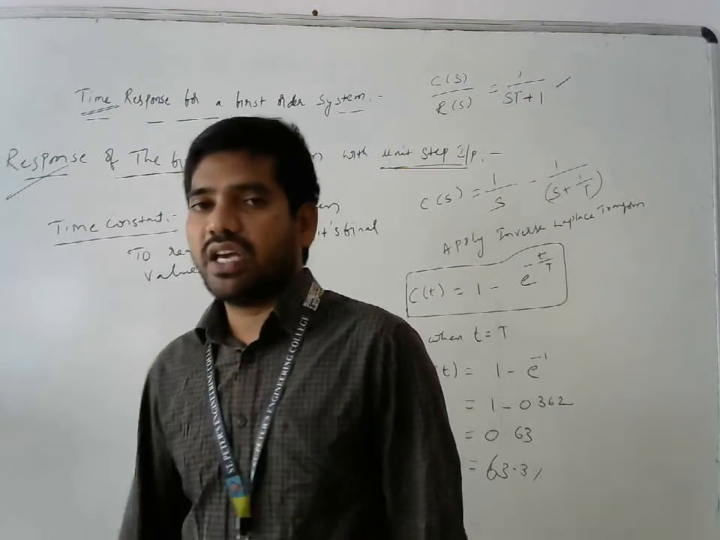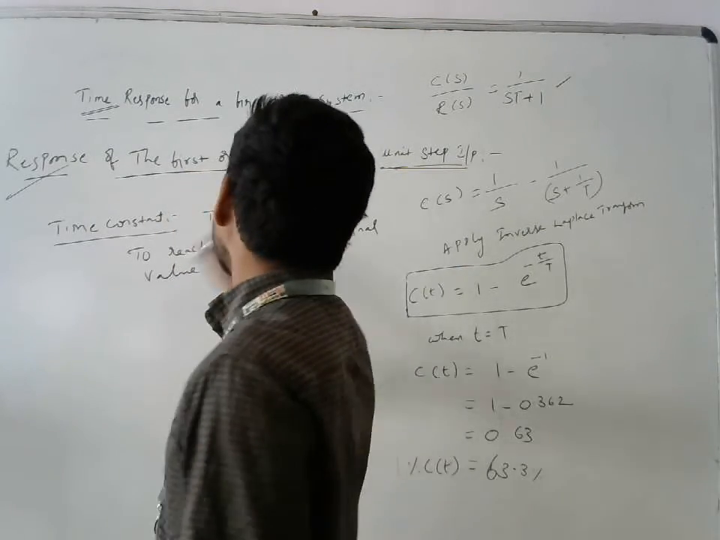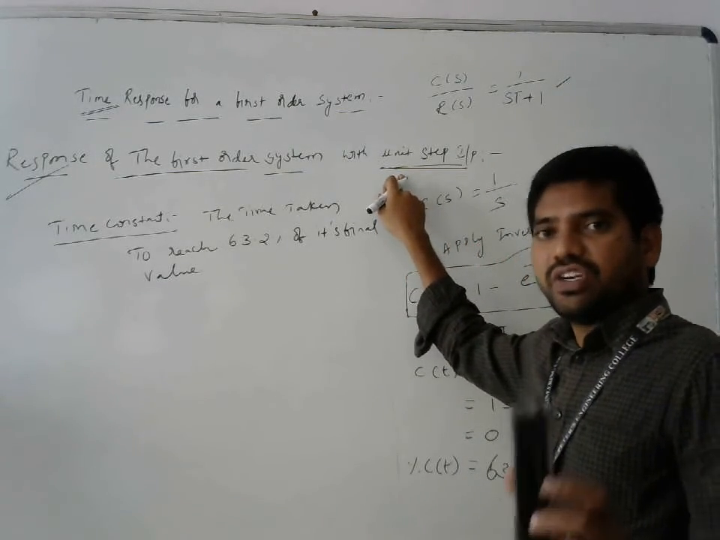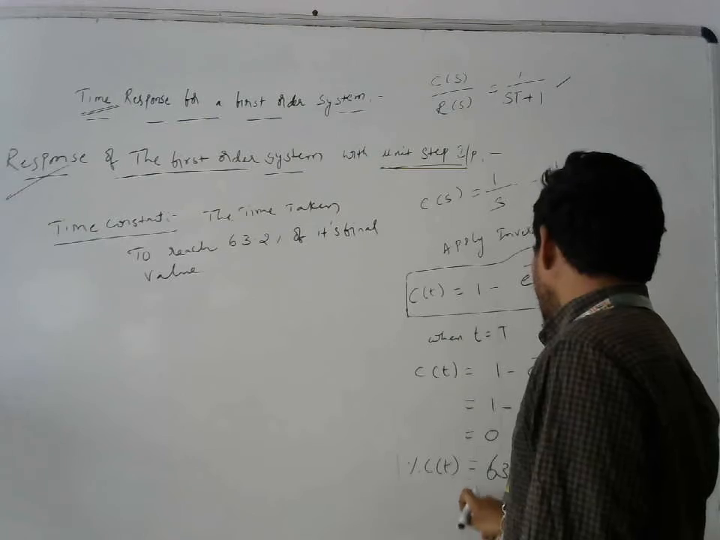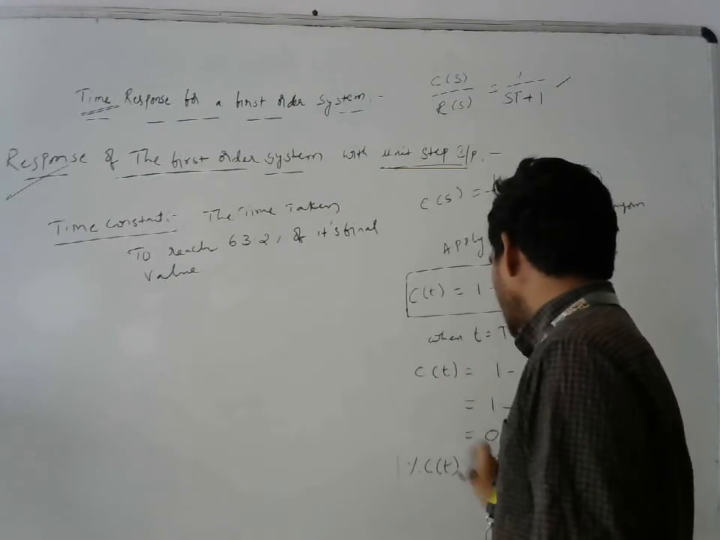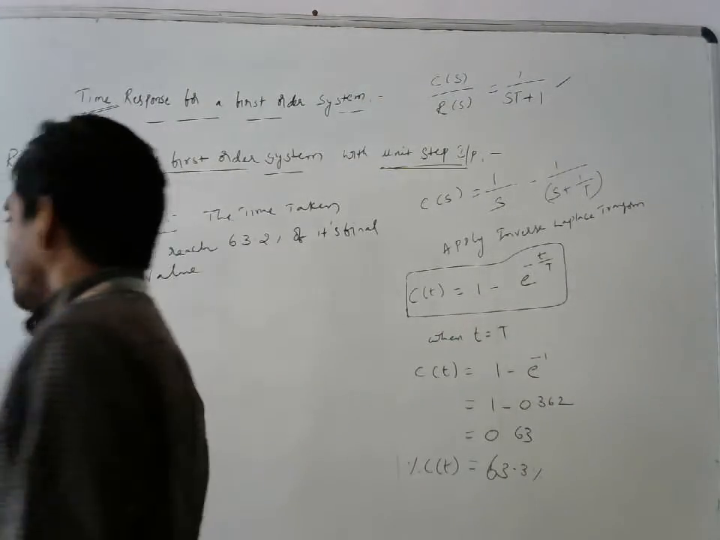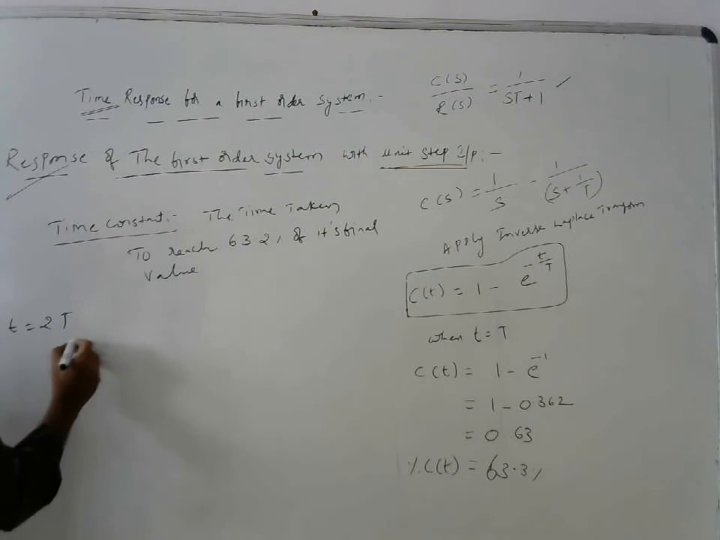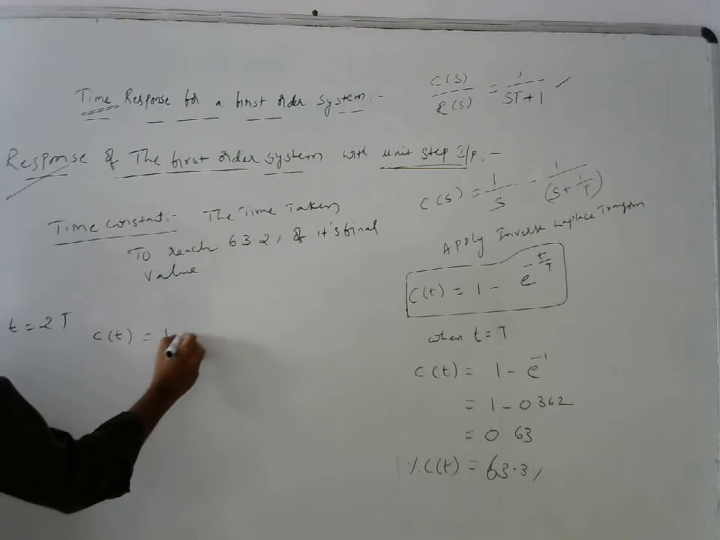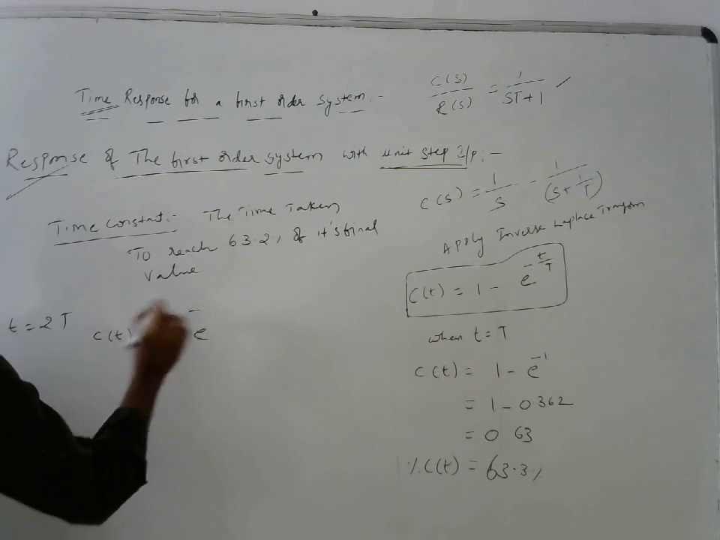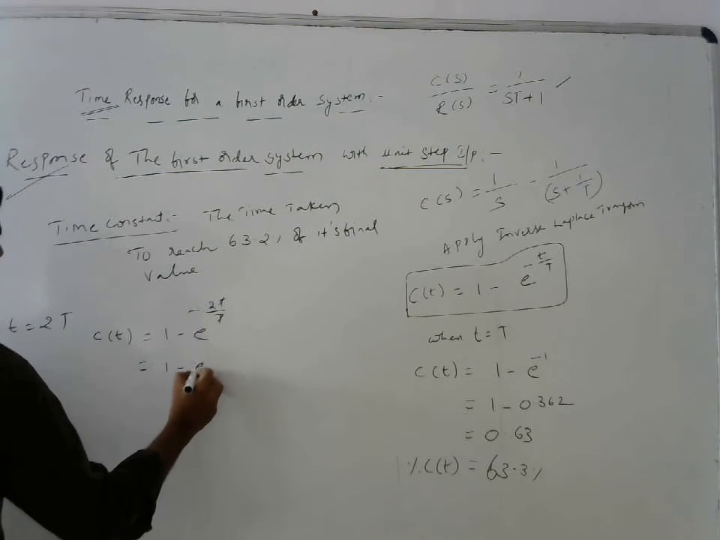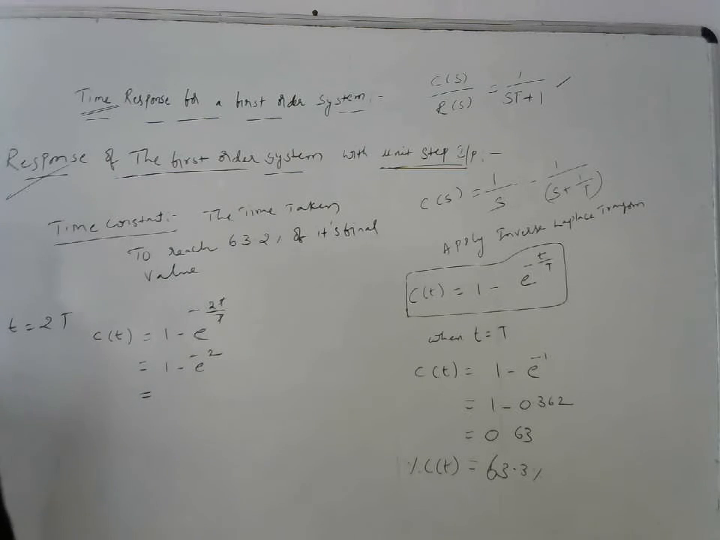What is the final value here? Unity. Why? Because what signal are we applying? Unit step. That means it will reach a maximum of unity only. When t equals T, we are going to get 63.2%. And what will happen when t equals 2T? C of t equals again 1 minus e power minus, in the place of 2T by T. That means 1 minus e power minus 2. This value will become 0.86.